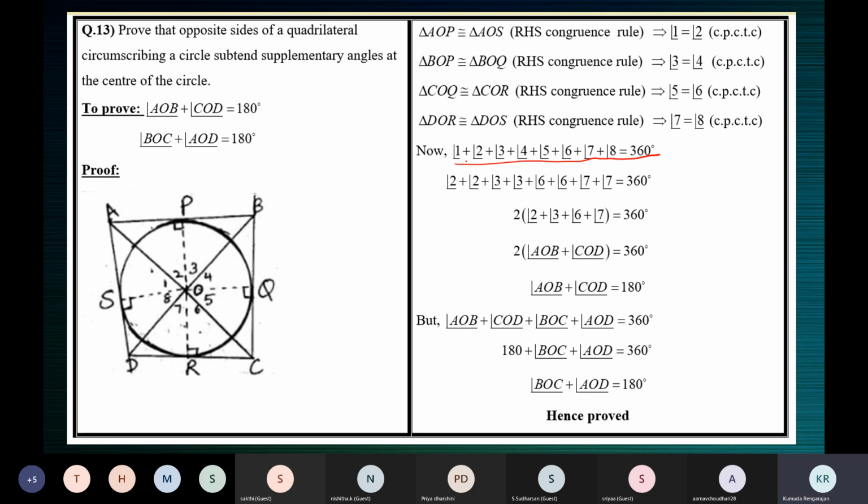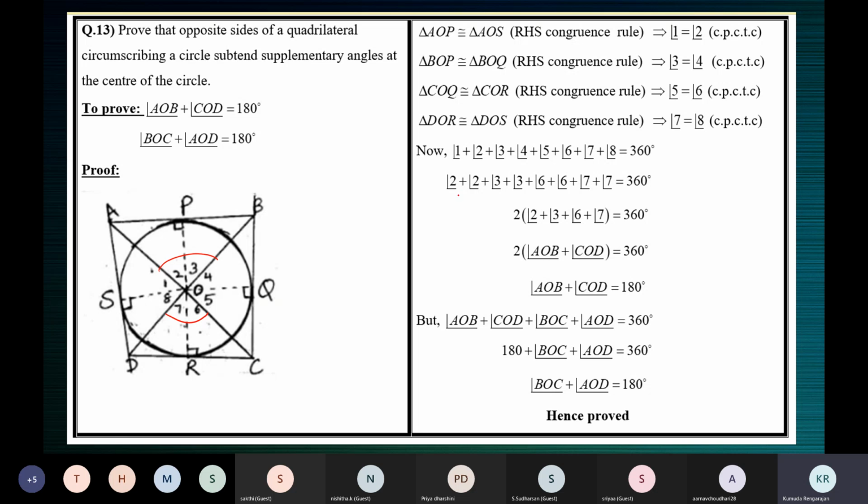But we know that 1 and 2 are equal. Now what you have to do is try to retain only 2, 3, 7 and 6 because they form a pair of opposite angles. See here, this one and this one. These two angles, you'll have to show that they're supplementary. This angle and this angle, you'll have to show that they're supplementary. So it's about 2, 3, 7 and 6.